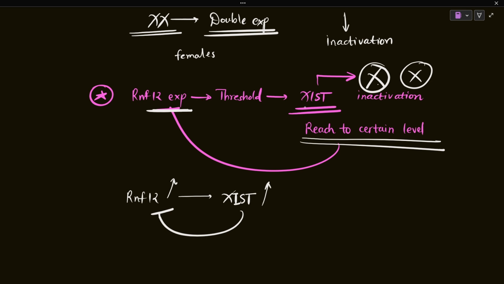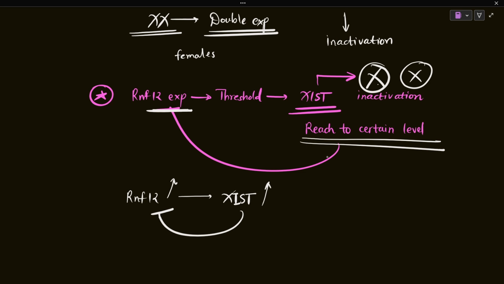Okay, so this is how RNF12 is an important factor for determining whether X chromosome inactivation will be done or not. If someone asks whether RNF12 is produced in both males and females, yes, it is produced in both. Then why do only females show X chromosome inactivation? Because for activation of Xist long non-coding RNA, there is a requirement of a certain threshold level of RNF12, and that is reached only in females due to the extra X chromosome copy. In males RNF12 is produced, but it doesn't reach that level, so it can't activate Xist. But in females, it crosses the threshold level, and now it can activate Xist long non-coding RNA, which is going to do the inactivation of the X chromosome.